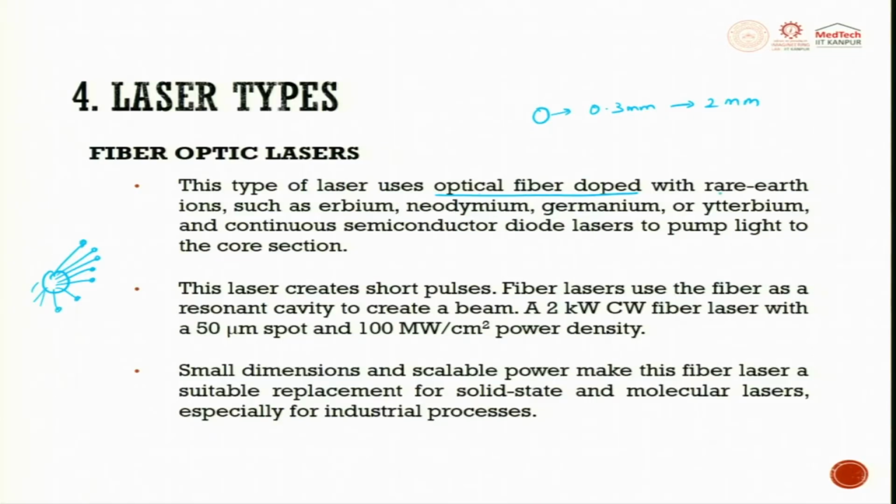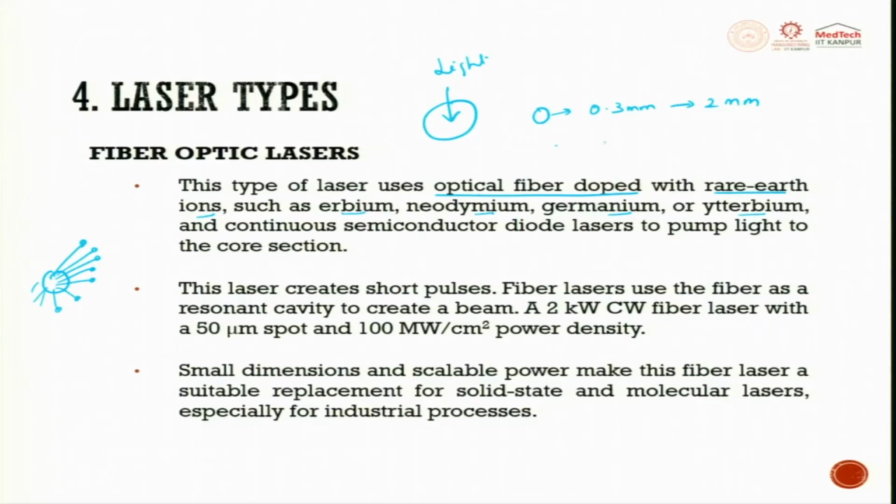Optical fiber doped with rare earth ions such as iridium, niobium, germanium, ytterbium and other continuous semiconductor diode lasers to pump light to the core section. So, there is a core section. This laser creates short pulse. Fiber lasers can use a fiber as a resonating cable.